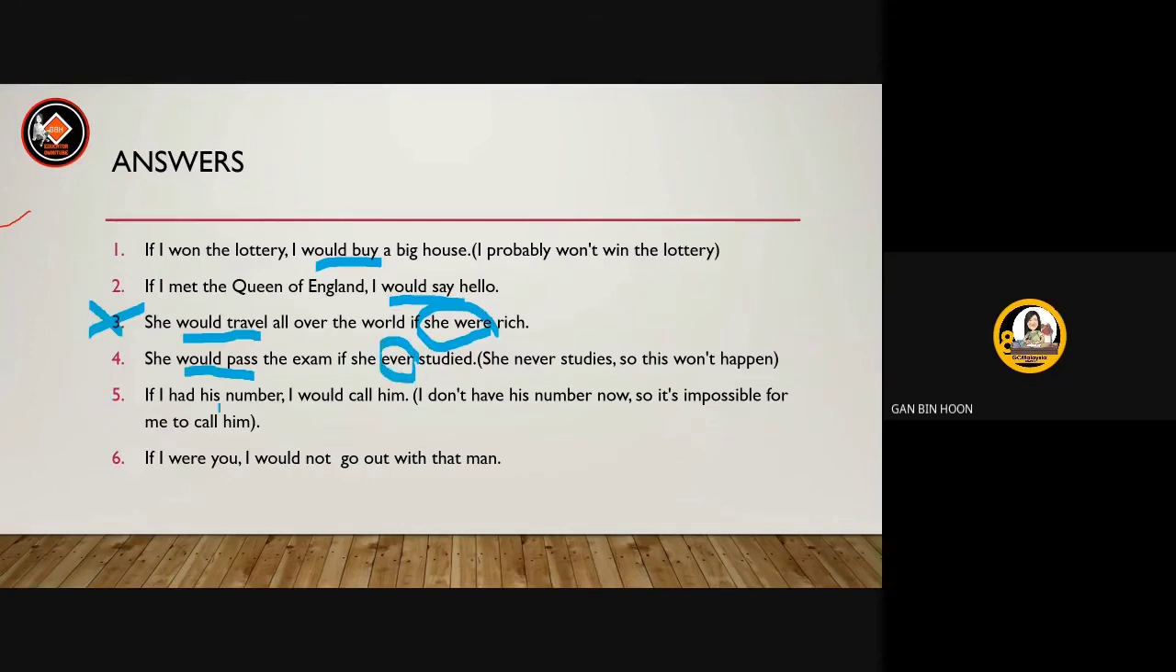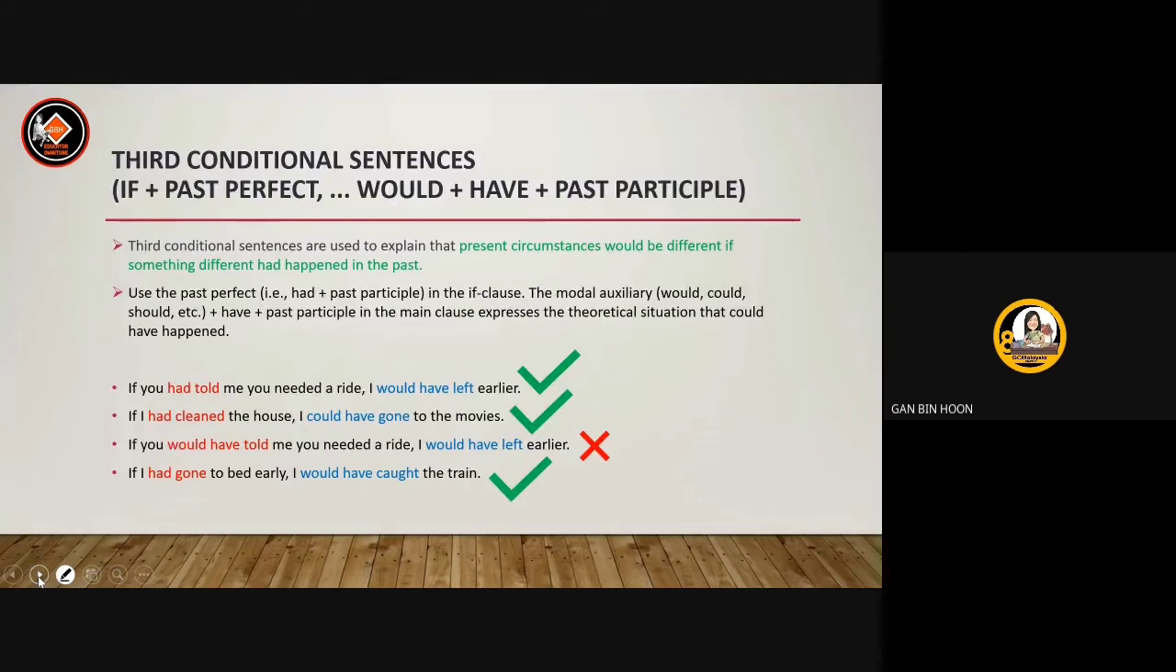Okay, number 5. If I had his number, I would call him. I don't have his number now. So it's impossible for me to call him. If I were you, I would not go out with that man. Okay, so number 3 wrong. Number 5 also. Number 4 also wrong. The rest are okay. Correct, correct, correct. Okay, so tengok syarat dia. Nanti syarat is later. Okay, we have come to the last one before something special.